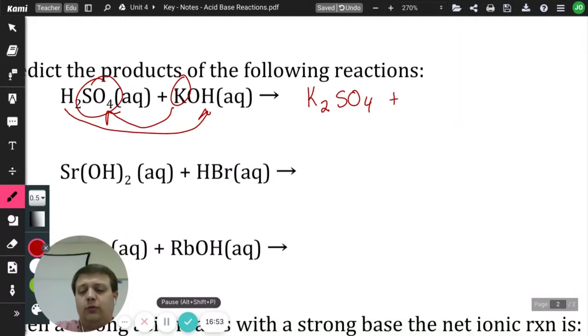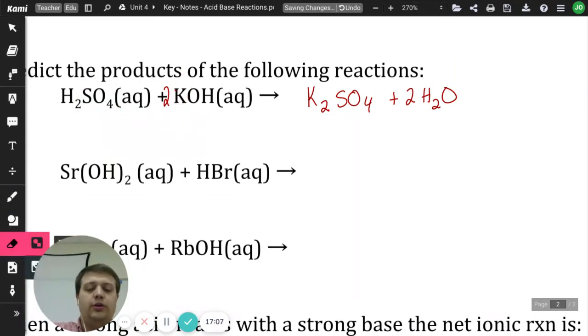Plus, well, what am I left over with? H2O, so HOH, right? And then I would need to go back in and balance. That's going to require me putting a 2 right there and a 2 right there, and then we would have our balanced equation. Okay?